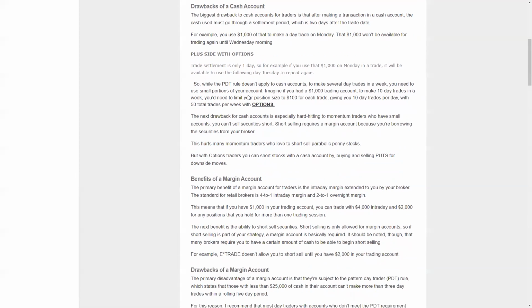So while the PDT rule doesn't apply to cash accounts, to make several day trades in a week, you need to use small portions of your account. Imagine if you had a $1,000 trading account, to make 10 day trades in a week, you'd need to limit your position size to $100 for each trade, giving you 10 day trades per day with 50 total trades per week with options. You imagine that? You get 50 with a $1,000 account and $100 trades, you can get 50 day trades in a whole entire week versus 3 on a PDT rule.